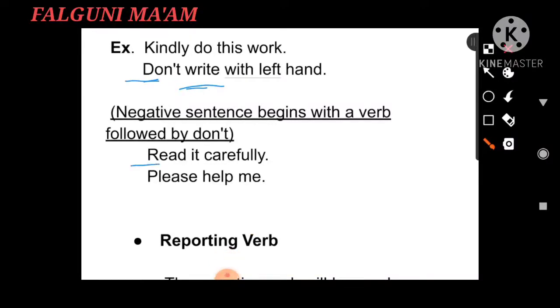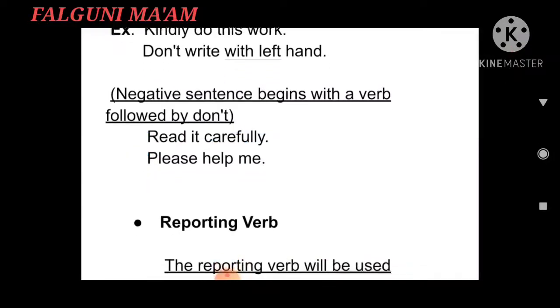"Please help me and read it carefully." Please help me. So, after please we have the verb help, and read it carefully. The sentence itself starts with the verb.